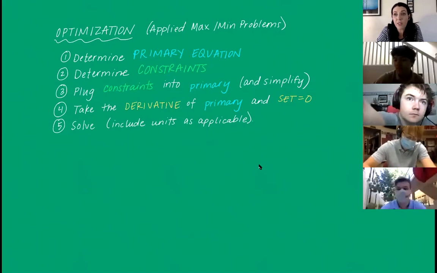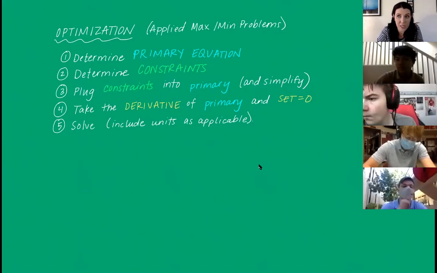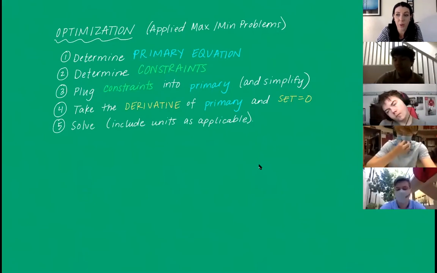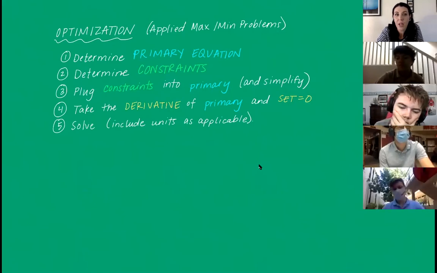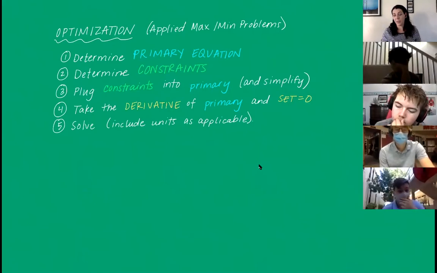And then you're going to solve. Sometimes the thing that you solve for from that derivative is not what the question is asking for. So make sure you always go back and read the question so that you're actually solving for what they're asking. And then often in these kinds of problems, there's units, so just make sure that units are included. Okay, so I'll come back to this slide quite frequently. If you just have even the colorful stuff written down, that will be helpful: primary equation, constraints, plug constraints into the primary, take the derivative, set equal to 0, solve.